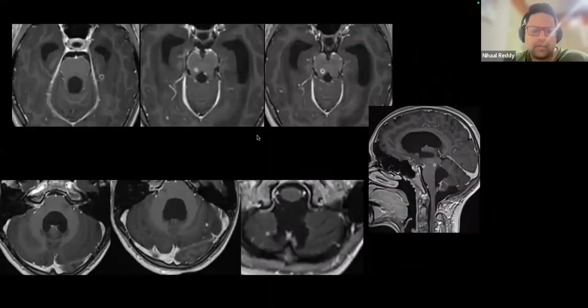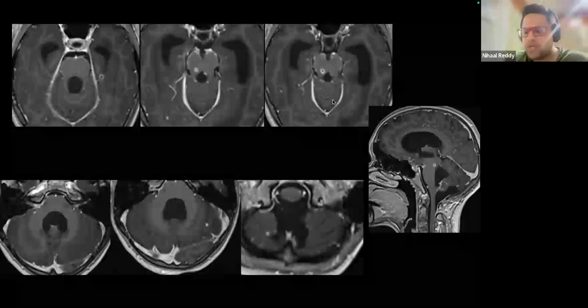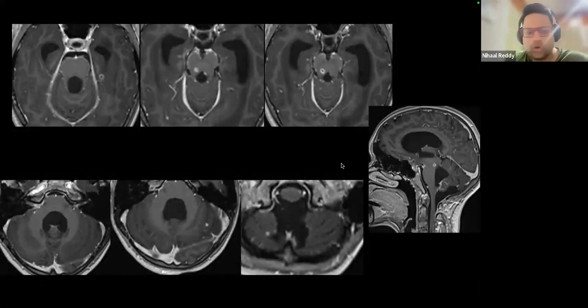On contrast sequences, you can appreciate these punctate nodules in the posterior fossa, especially in the cerebellar hemispheres on both sides, also involving the brainstem, as you can appreciate here, lining the roof of the fourth ventricle. So multiple tiny, likely tuberculomas demonstrated on the contrast sequences. I don't think there was any abdominal involvement, and also the cranial nerves demonstrate enhancement, as you can see out here. Dr. Lokesh, you wanted to add something?